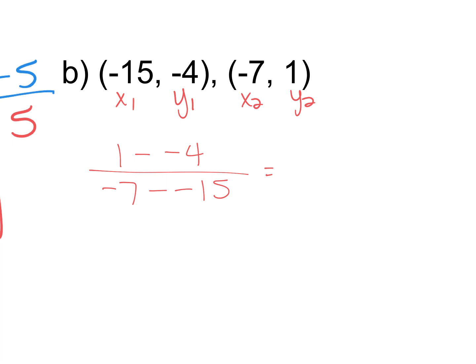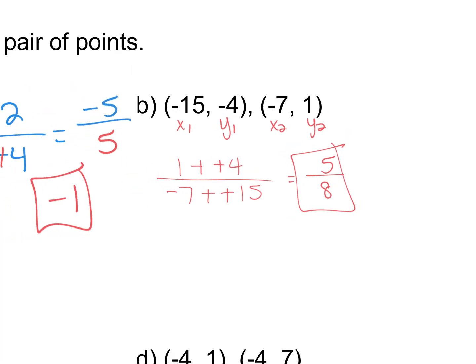Okay, so on top, 1 minus negative 4 would be positive 5 over negative 7 plus 15 would give you positive 8, I believe. Then try to reduce. 5 over 8, can it reduce? The answer is no. That's it.